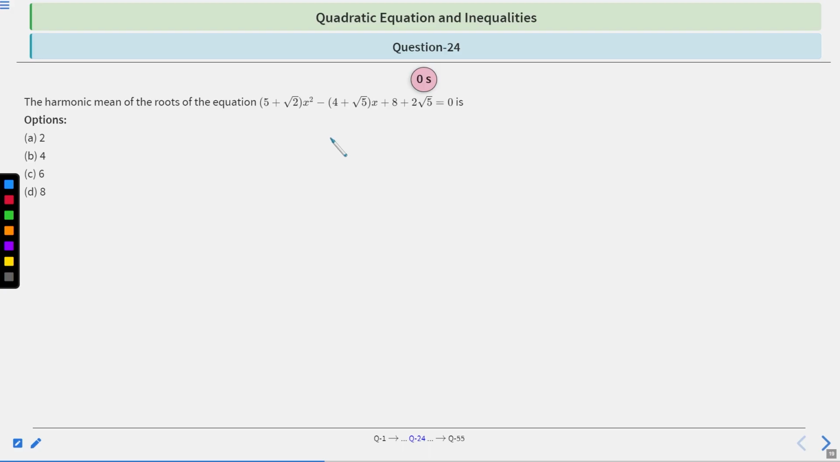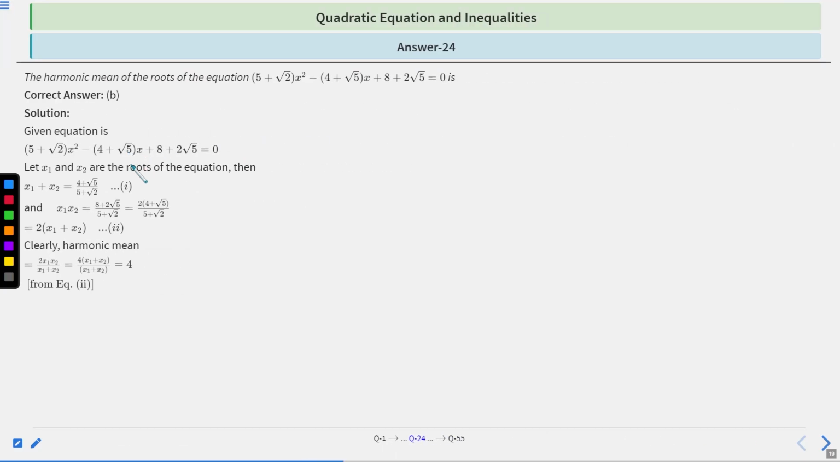Okay, let's move to the solution part. The equation is (5 + √2)x² − (4 + √5)x + 8 + 2√5 = 0. Let x1 and x2 be the roots of the equation. Then the sum of roots will be −b/a, which is (4 + √5)/(5 + √2). Now x1x2 is the product of roots, which is equal to c/a. So (8 + 2√5)/(5 + √2) is equal to 2 times (4 + √5)/(5 + √2).